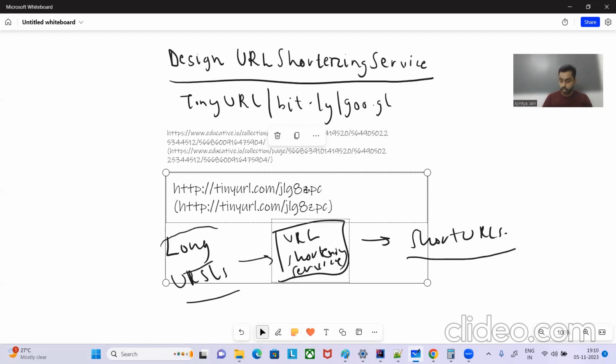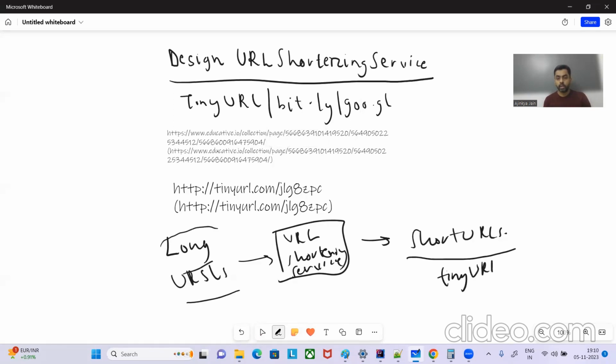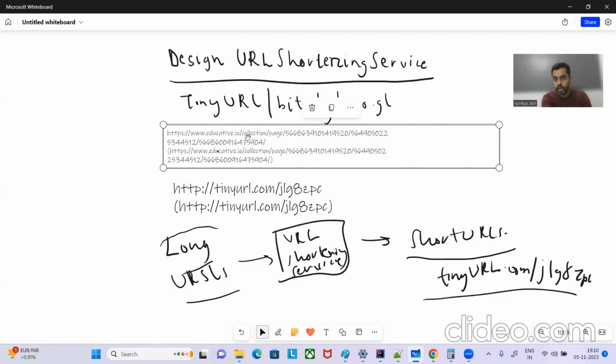tinyurl.com/jlg8zpc. For example, if the URL shortening service gives you tinyurl.com and this jlg8zpc in response, then from next time you don't have to type the long URL in the browser. You can just pass on this small URL, and it will redirect to the original URL page. This is the responsibility of a URL shortening service.